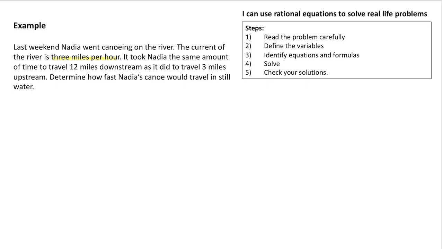So once again, we have a problem that's kind of like in two parts, right? Because she's going upstream and she's going downstream. So here's some information. We have the same amount of time to travel 12 miles downstream and then travel 3 miles upstream. Okay, so distance equals rate times time. We're going to need that again. And once again, since we're talking about time, we're going to say time equals distance over rate.